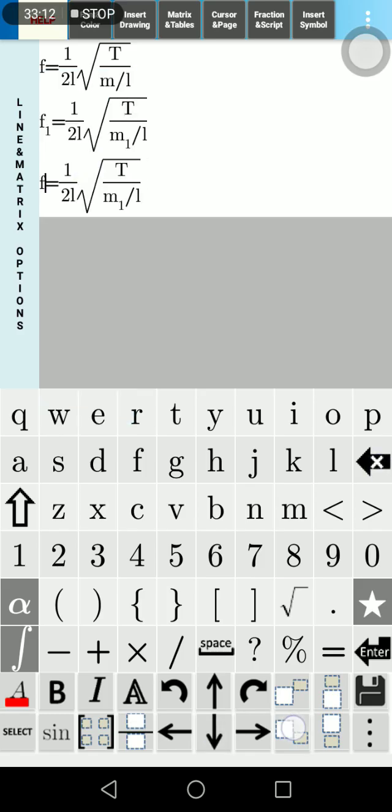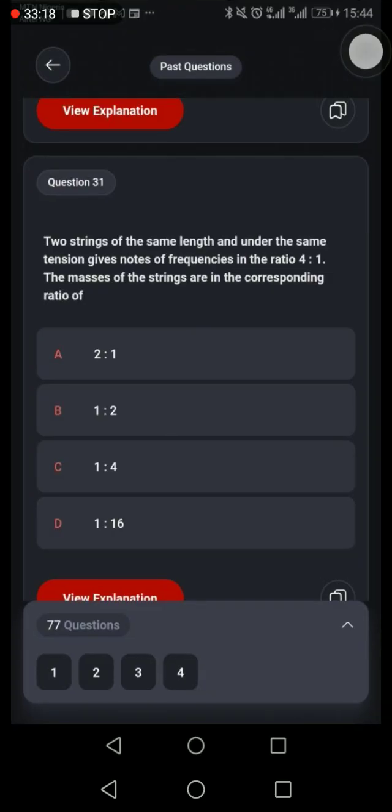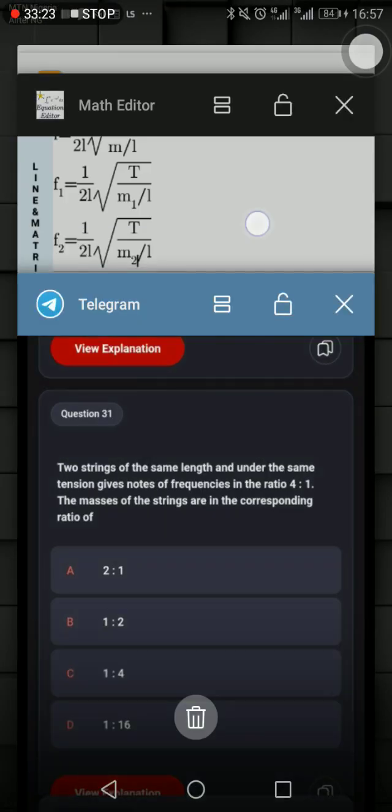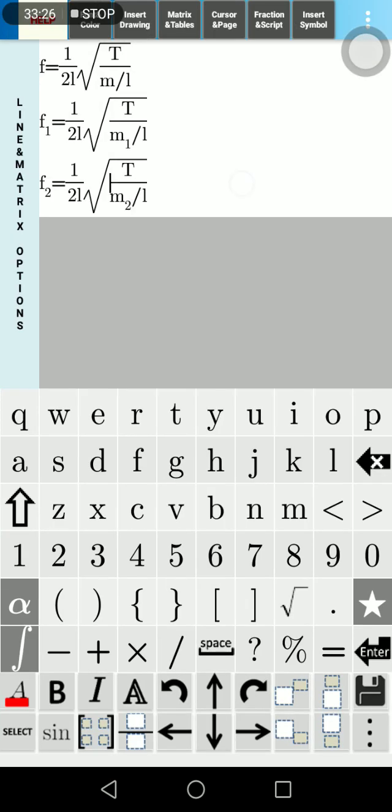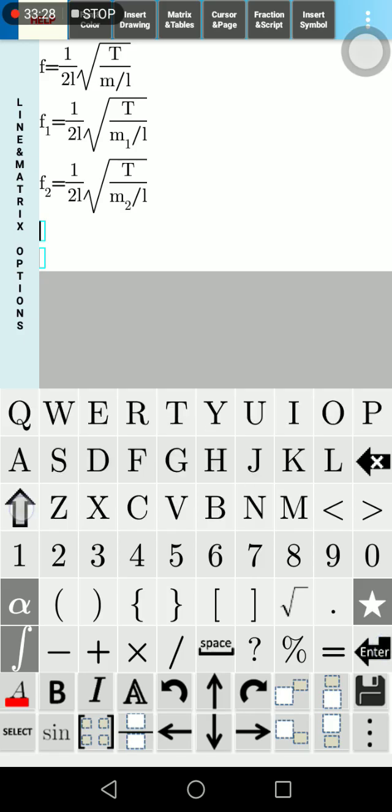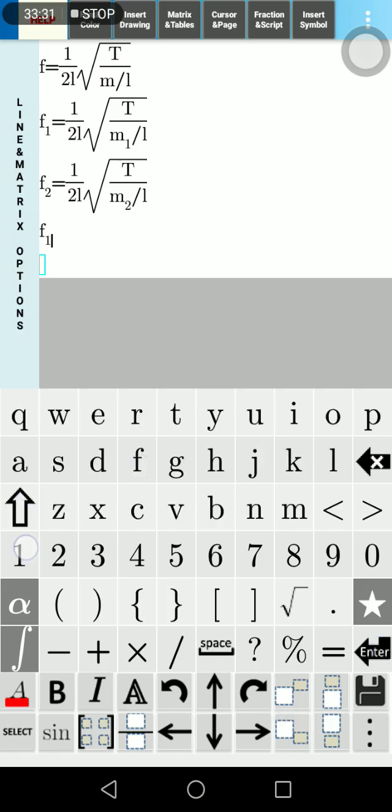So F2 as well. We also have its corresponding M2. The question asks us to get the ratio of the masses. That's why we have M1 and M2. They already gave us the ratio of the frequencies. So they're telling us that when we take this ratio of F1 to F2, we have to get an answer which is equal to 4 to 1.